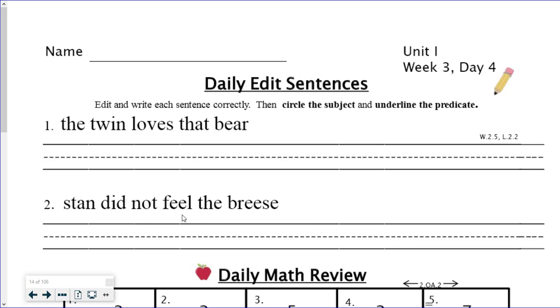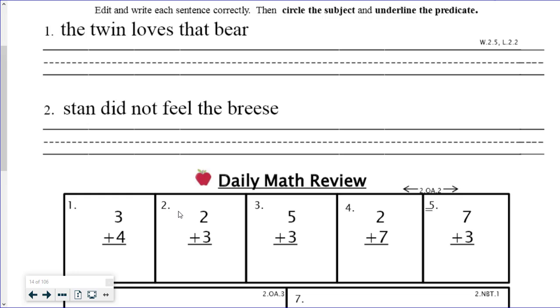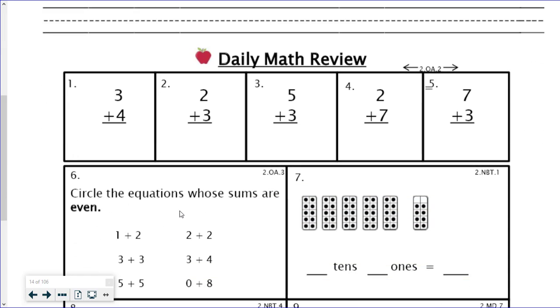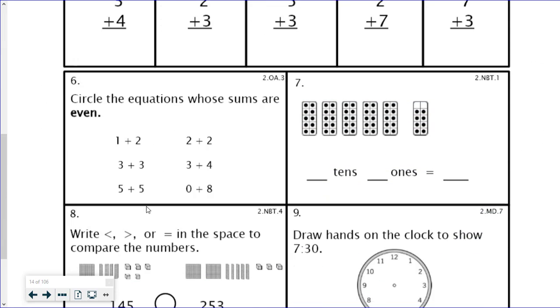Now we've got our daily math review. Number 1, 2, 3, 4, and 5. You should know what to do on those. Number 6, you're going to circle the equations whose sums are even. So I'm going to give you a little hint for doing these. Solve them. Solve the problems first. Then go back and circle the equations or the number sentences that have sums or answers that are even.